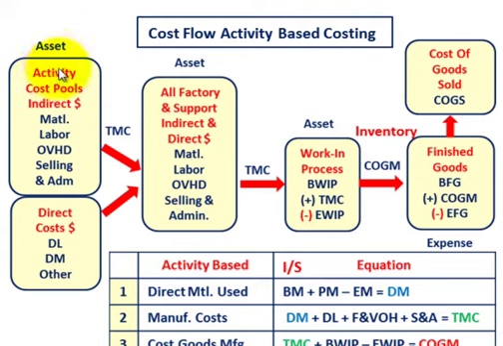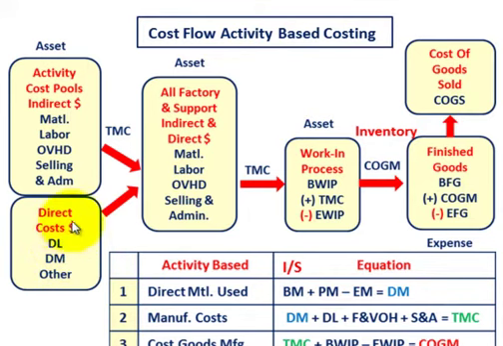For our asset accounts, we're going to have our activity cost pools. We're going to have all the indirect costs here: material, labor, overhead, selling and administrative expenses. I broke out the indirect costs here. You keep them separate when you're talking about activity-based costing versus your direct costs. The direct costs are going to be your direct labor, direct material, and other direct costs. But they are separated when you're working with activity-based costing. Variable costs are separate from our direct costs.